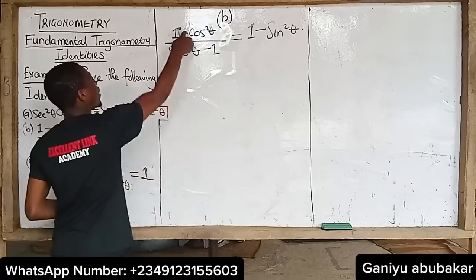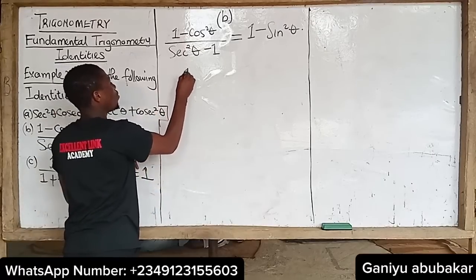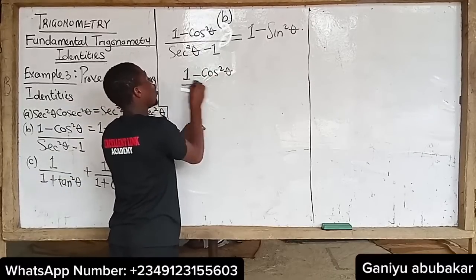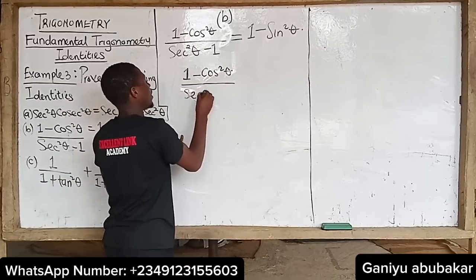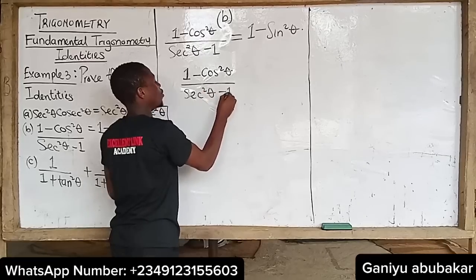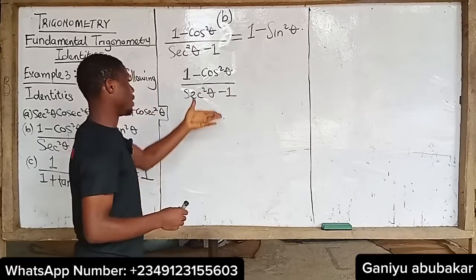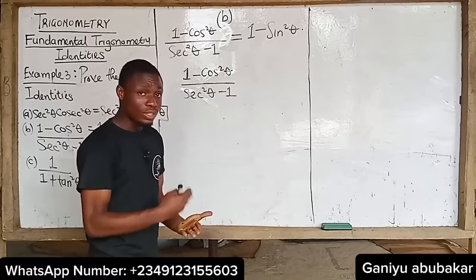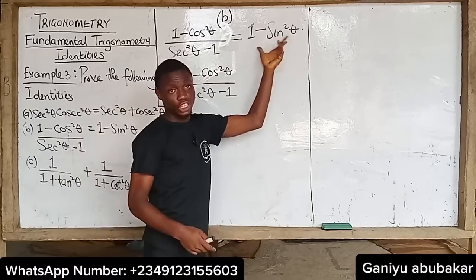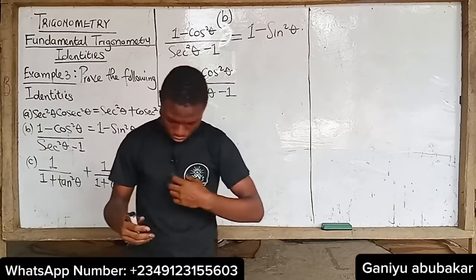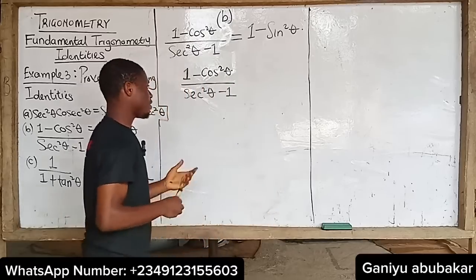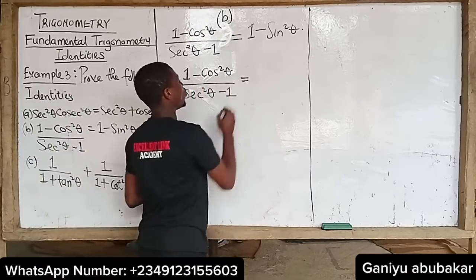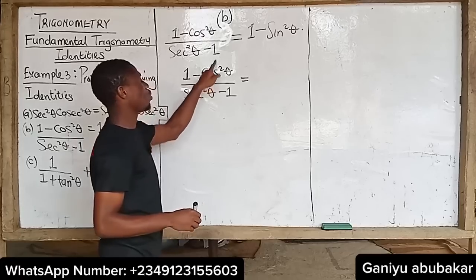First of all, repeat down this question there. I have 1 minus cos squared theta all over sec squared theta minus 1. So we're going to simplify this expression until we have something of this nature. So how do you do that? My very first task here now is to record something. This is now equal to 1 minus cos squared theta.